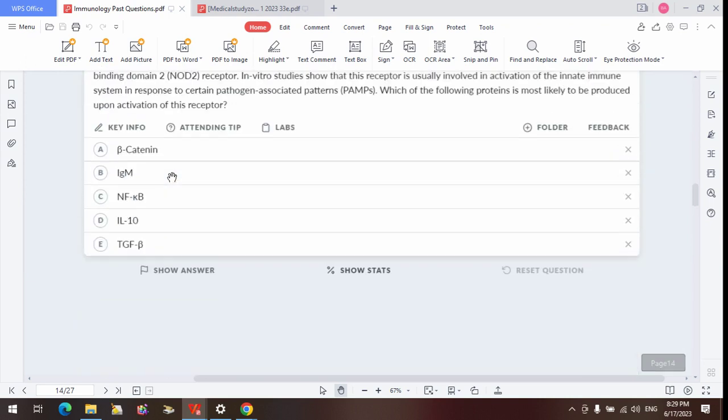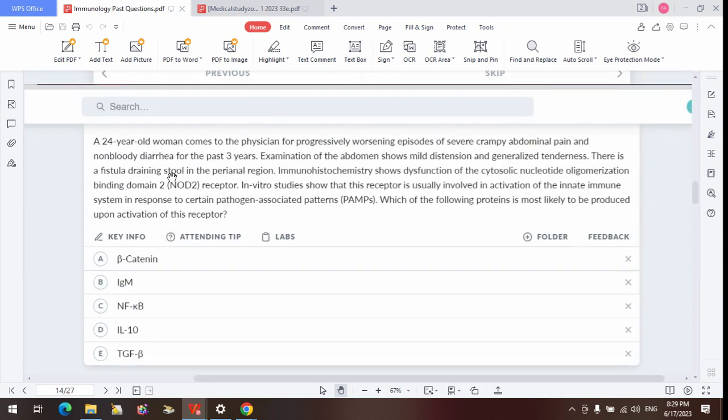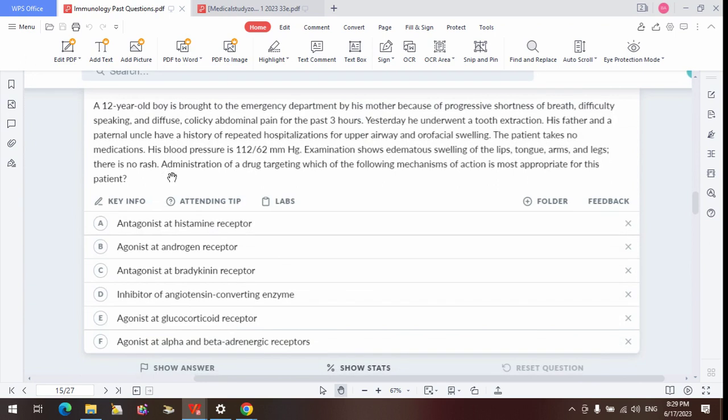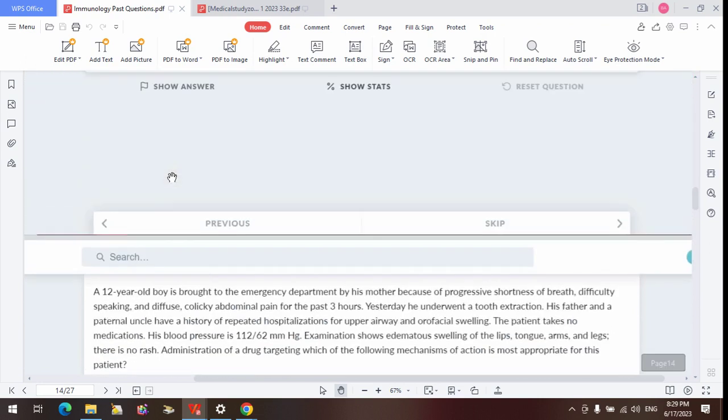So that is that. Does the preceding tooth extraction have anything to do with it? Yeah, I don't think so. That one is just to make the story complete. Okay, all right.